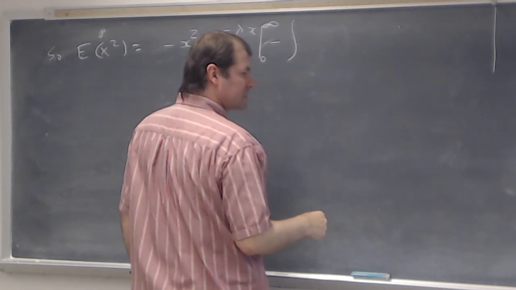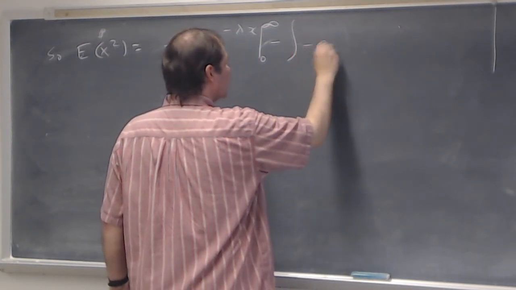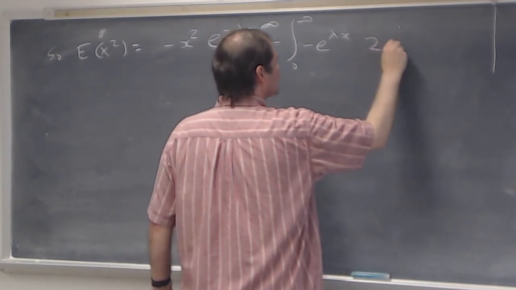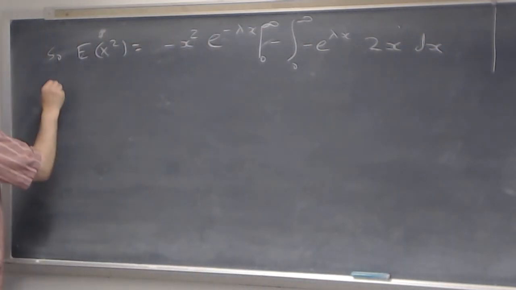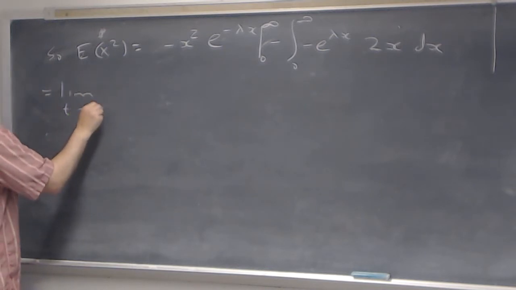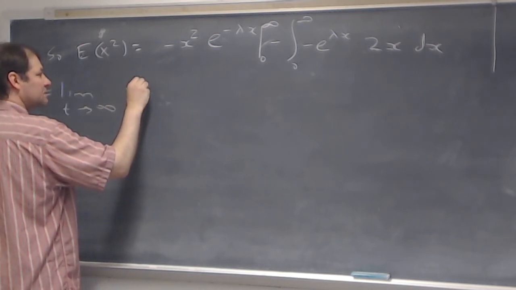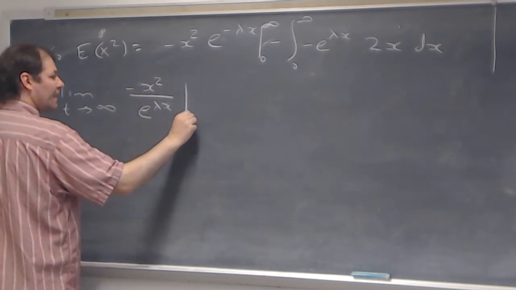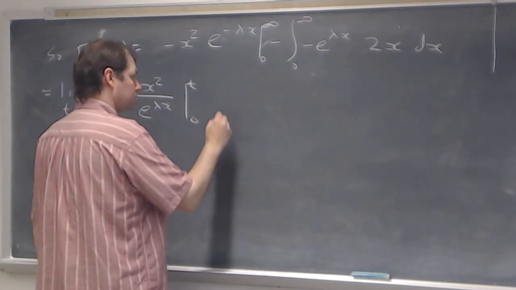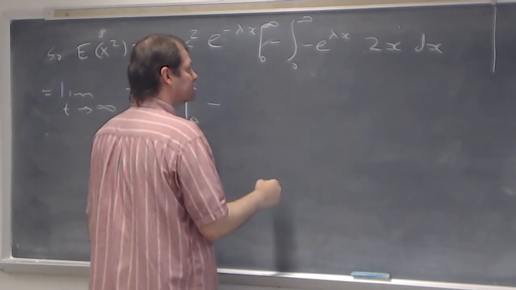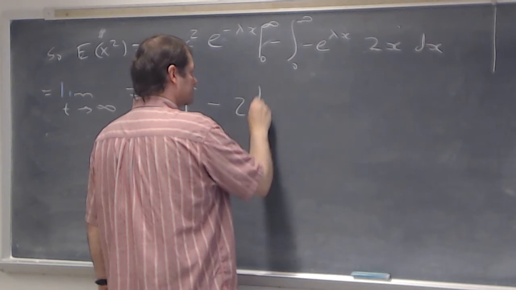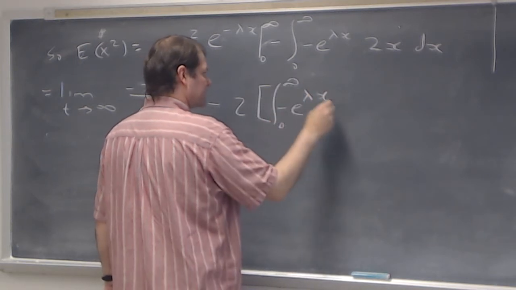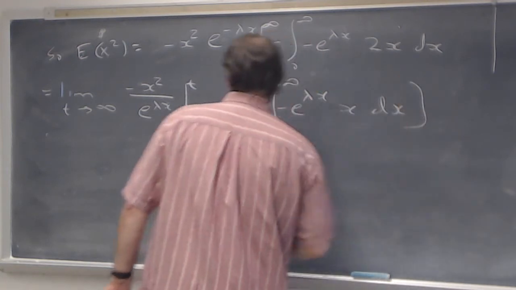Minus integral, and what integral is this? This is v du, so it's minus e to the minus lambda x, and then it would be 2x dx. So I'm going to rewrite this as the limit, again inserting the variable t. As t goes to infinity of minus x squared over e to the lambda x, evaluated from 0 to t, minus, here I'm going to pull out a 2. And then this is going to be minus e to the minus lambda x, don't forget it's an integral from 0 to infinity, x dx, and we'll have to use integration by parts again.